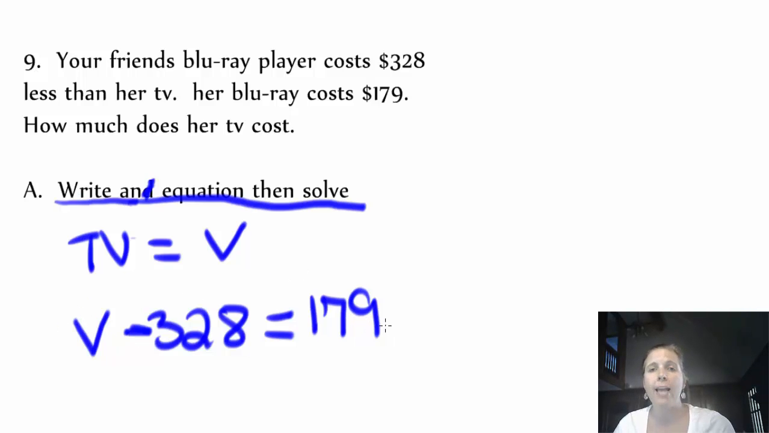If you add these, if you do 179 plus 328 equals V, that is not the correct equation. That is how you're going to solve it, but I want you to work on making equations like this, where the variable and a number are on one side and another number is on the other. Because then we have to solve it. So we're going to add 328.